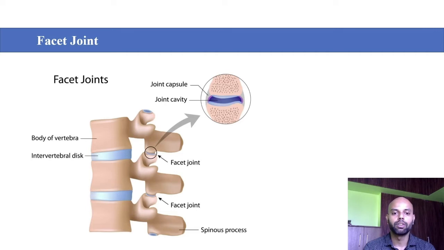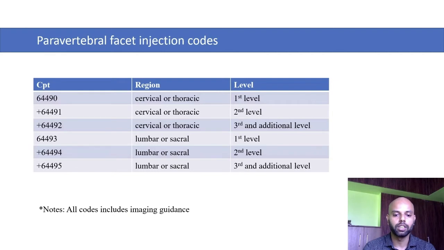Facet joint. A facet joint is a joint you can find on the posterior side of your spinal bone. It gives stability and flexibility to your spine. When the provider injects into the facet joint, we have 6 procedure codes: 64490, 64491, 64492, 64493, 64494, and 64495.